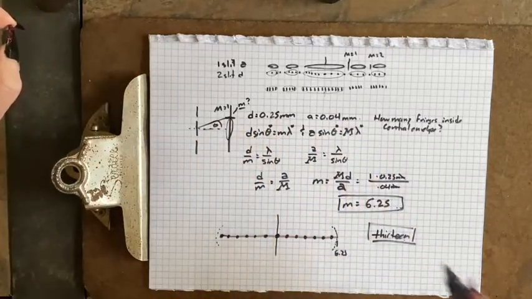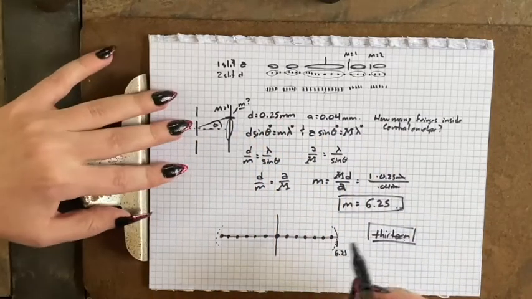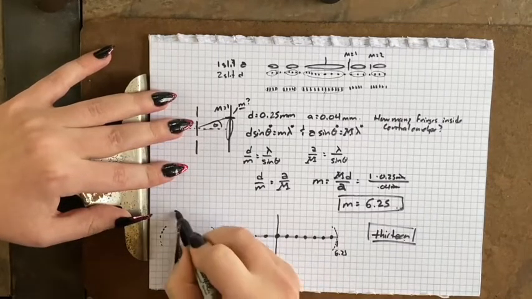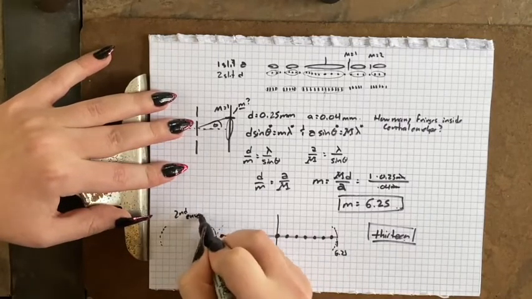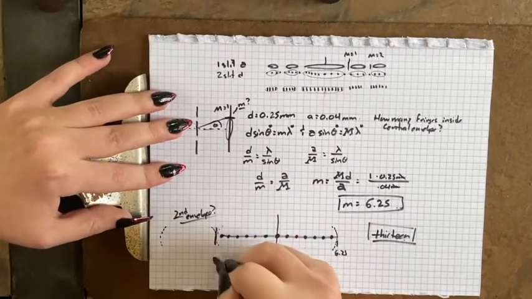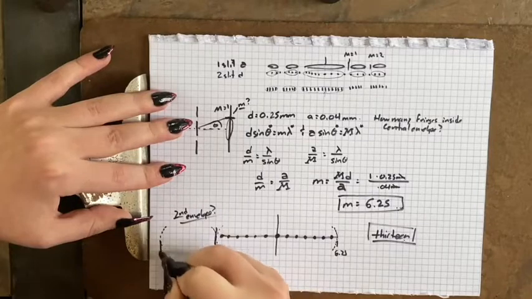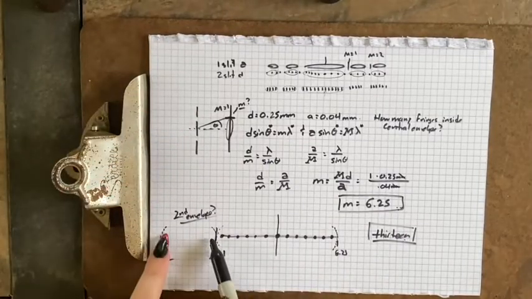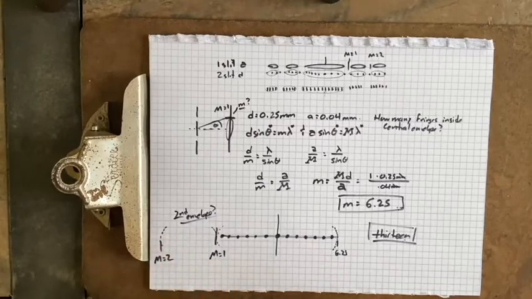So that's a fun problem. Here's one that you should do on your own. How many fringes are in the second envelope? We already know that this is big M equals 1, and this is big M equals 2. I would challenge you: count the number that you would find inside here. I don't know it off the top of my head.